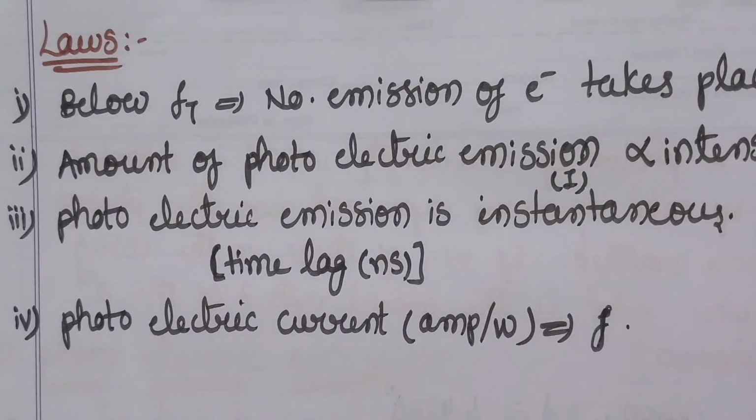So there ends our discussion. We discussed the 4 types of emissions of electrons.